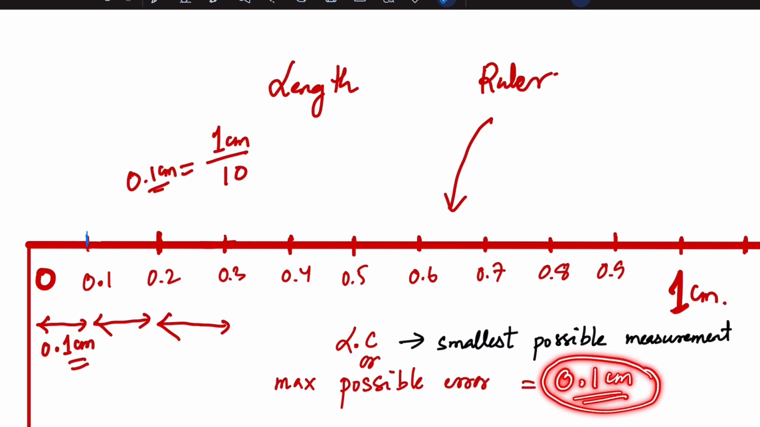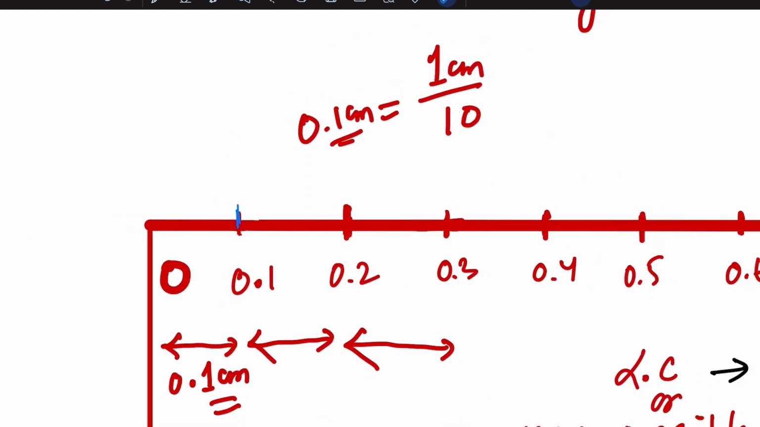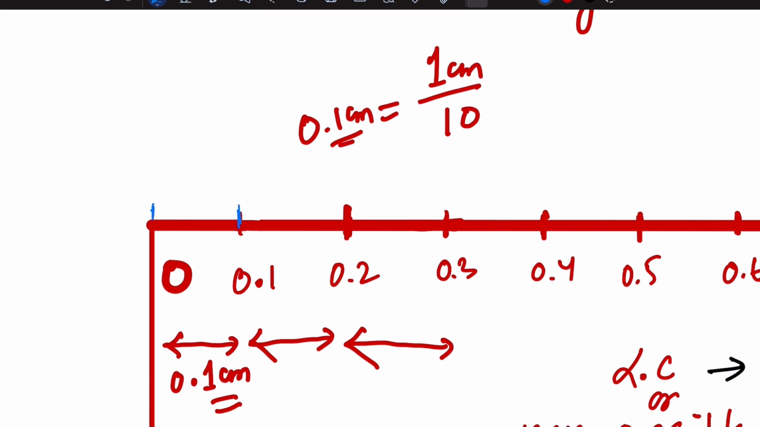Least count has quite a small value for an instrument. Now, if you could further divide this, let's say it was further divided into 0 1 2 3 4 5 6 7 8 9 10. So how many divisions are here from here to here? There are again 10 divisions. This 0.1 centimeter is again further divided into 10 equal divisions.